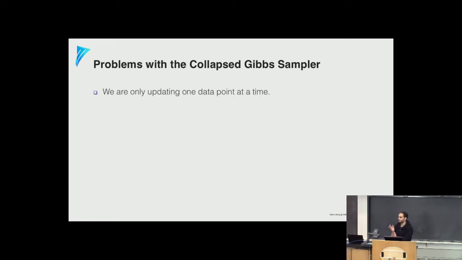Imagine we have 1,000,000 points. Just to make a single pass through the 1,000,000 points, we will have to repeat the same procedure 1,000,000 times. And that's just a single pass. This is just a single Gibbs update.